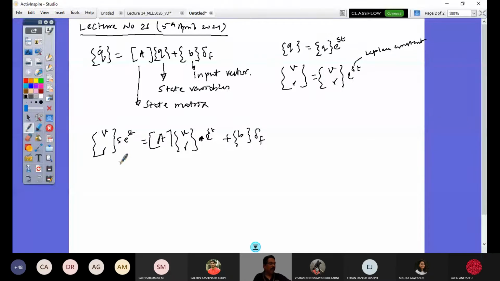My objective is to get my characteristic polynomial and then my characteristic equation. So let us take this term onto this side. It is going to be SI minus A, since matrix and vector are involved, into e raised to st, and that is equal to B into delta F.